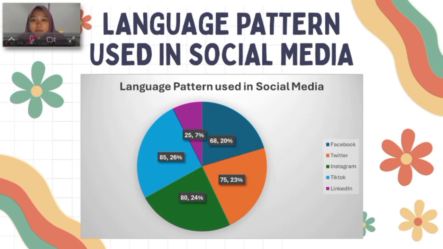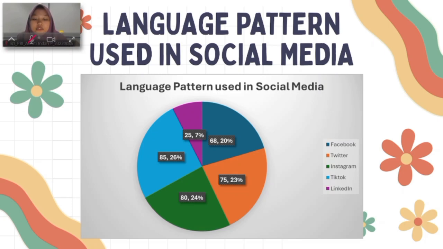Here are some examples of language patterns used in social media. We have 5 social media platforms here. The first is Facebook, the second is Twitter, the third is Instagram, the fourth is TikTok, and the fifth is LinkedIn. Language patterns used in social media have many different percentages. As you can see in the data of the pie chart, Facebook has 68% language pattern use.